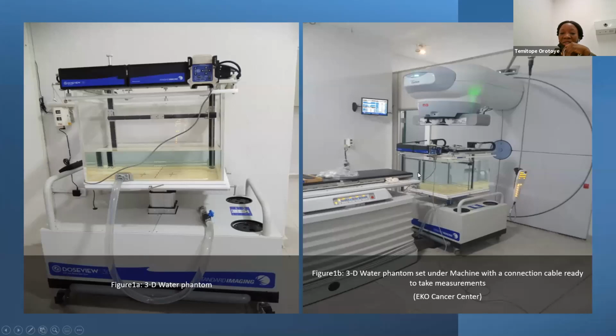Now, a 3D water phantom is placed, as you can see in this picture, on the machine. Then we use an ionization chamber. The ionization chamber is placed at several depths. Then it is exposed to ionizing radiation of several energies, because in a linear accelerator, you can have energy ranging from 4 megavoltage to 25 megavoltage.